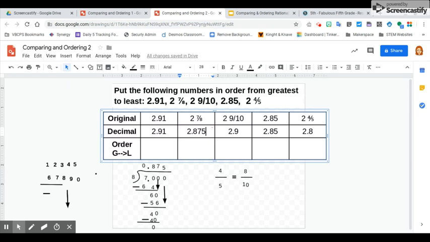Now, if I'm looking at my numbers, 2.875 is the one that has the most digits after the decimal point. So I'm going to go ahead and add zeros so that all of my numbers have 3 digits after the decimal point. So 2.91 is going to become 2.910. 2.9 is going to become 2.900. 2.85 is going to become 2.850. And 2.8 is going to become 2.800.